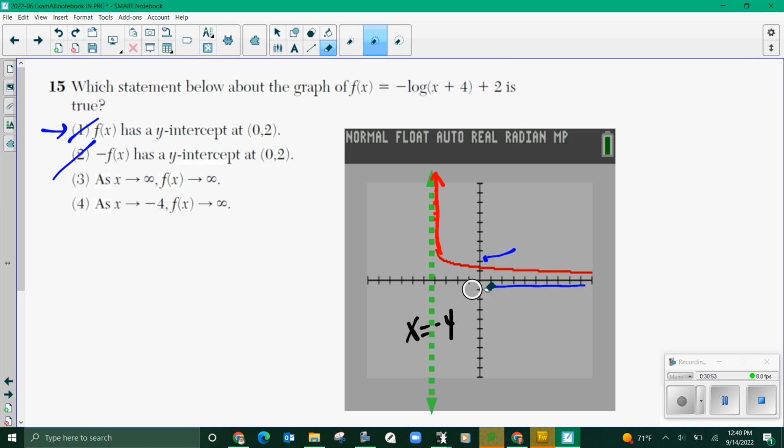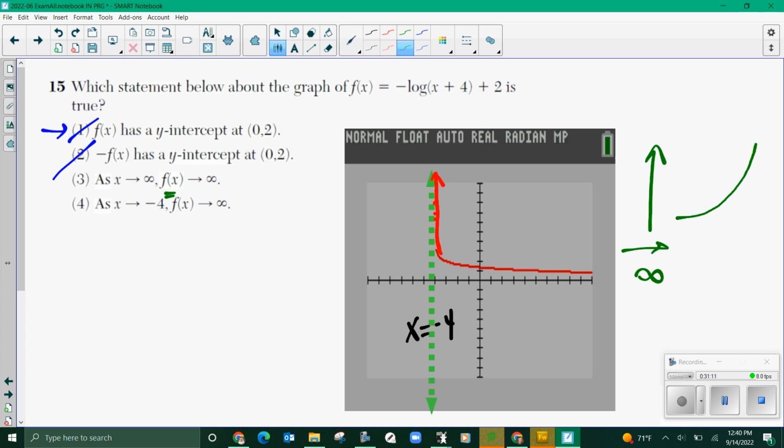So let's get rid of that. Get rid of this. Number 3. All right, as x goes to positive infinity, all the way to the right, the y goes to positive infinity. It doesn't go up forever. It doesn't go up like this, the graph. It actually comes down like this and gets closer to 0. So it's not this one. By default, it has to be this one.